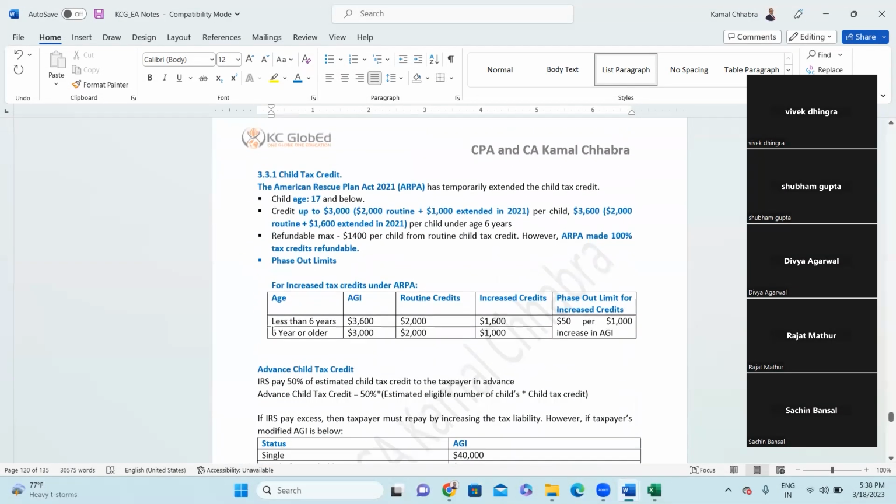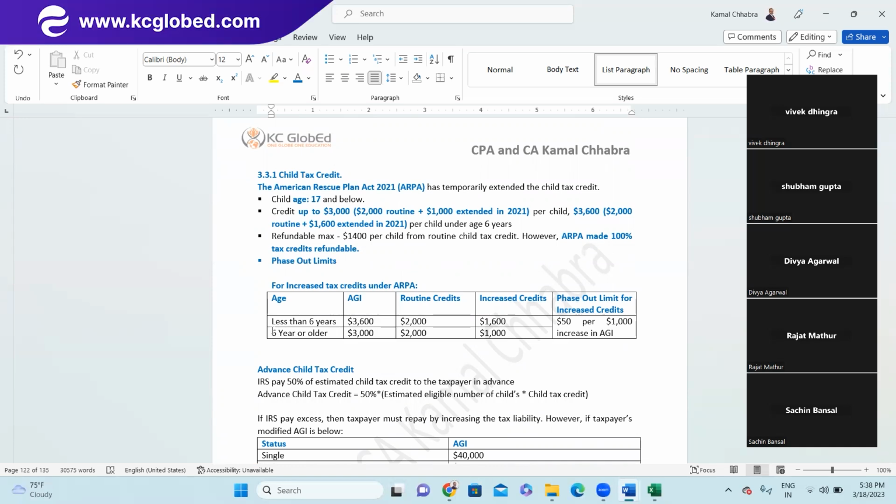Now jumping on to the first topic, which is child tax credit. The child tax credit was already there under the TCJA Act of 2017, and the American Rescue Plan Act 2021 has temporarily extended it. The new tax law further extended the limit in 2021. So here, the child's age must be 17 and below to consider the expenses incurred on him or her for a child tax credit.